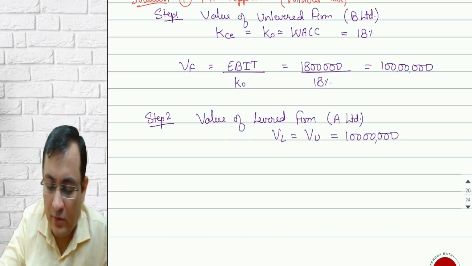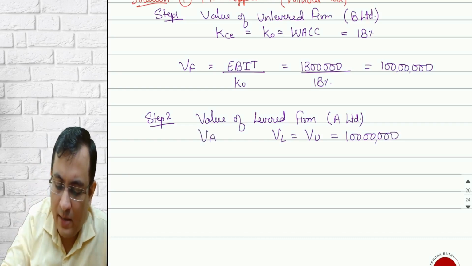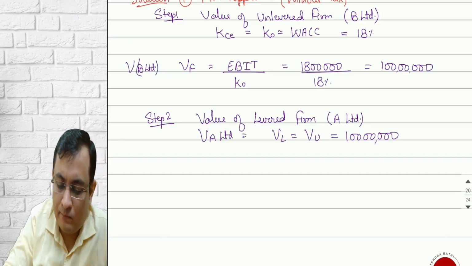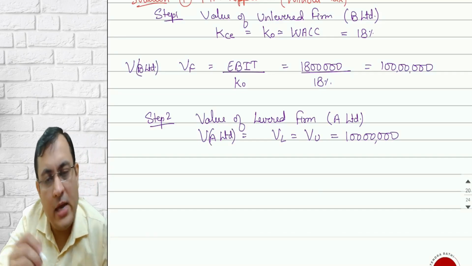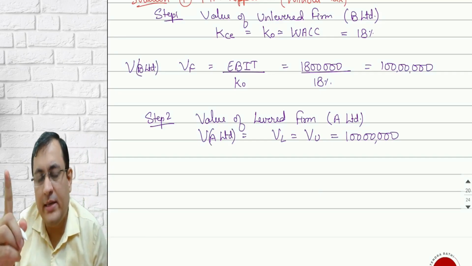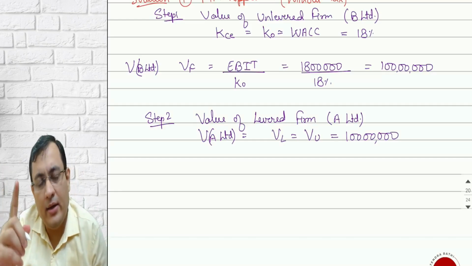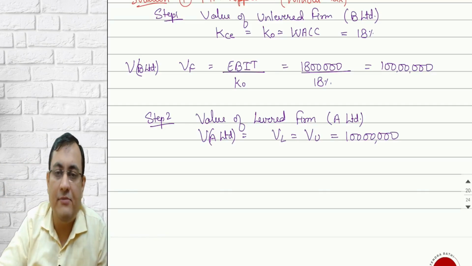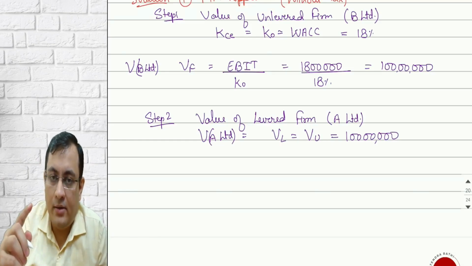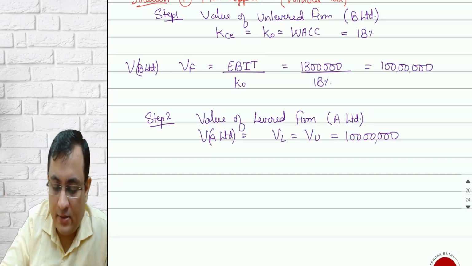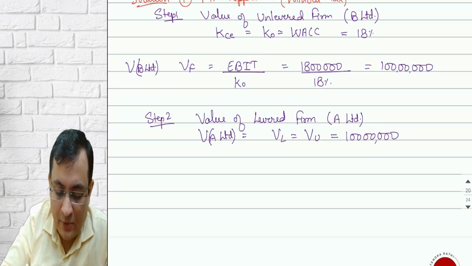This is the value of overall firm, that is B Limited. Value of A Limited now will also be 1 CR, and if there is any difference in equilibrium, the arbitrage will start and it will continue till both the firms have the same value by taking the homemade leverage. So what will be Step 3?